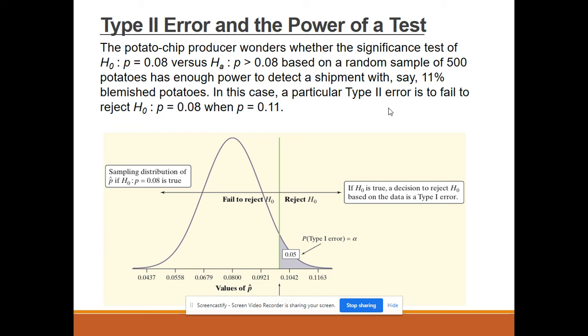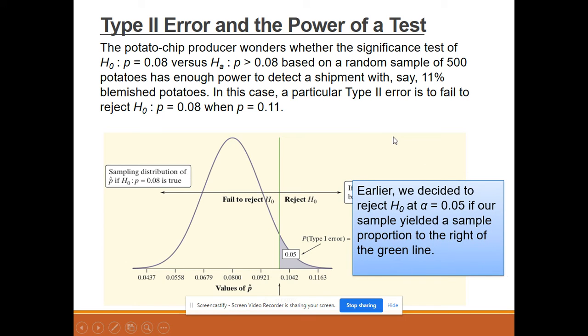But let's say we bump that up to 11%. So have a look at the chart right down here. This area right here, that's my 5%, because we were using a 5% level of significance. And this was the test statistic that I came up with. And as you can see, the mean that we're using here is 0.08. So the probability of a type 1 error would be this critical region right here.